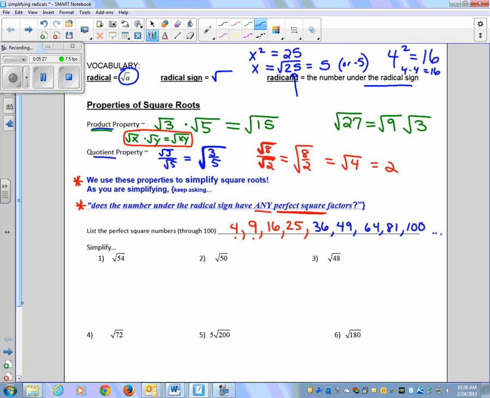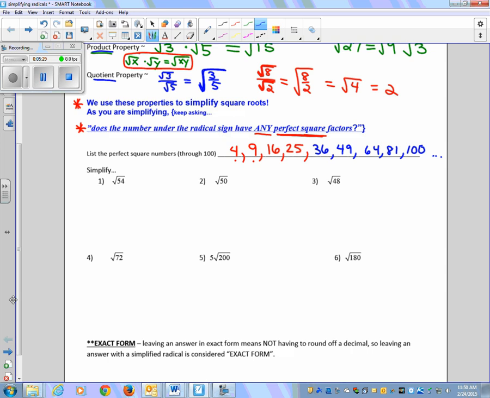Okay, we are going to use those perfect square numbers when we are simplifying radicals. So here we have... oh gosh, the bell's about to ring. This is bad. We're going to simplify this square root.